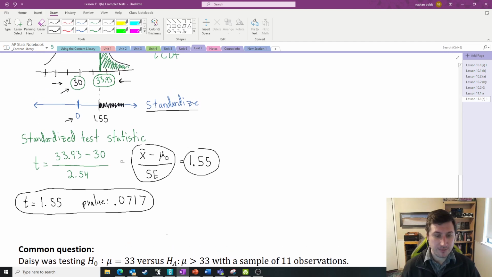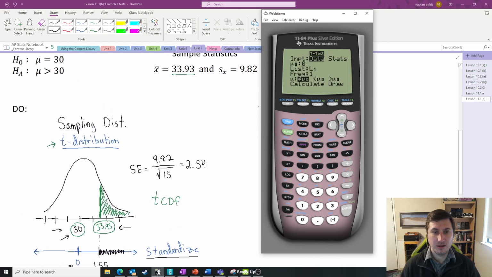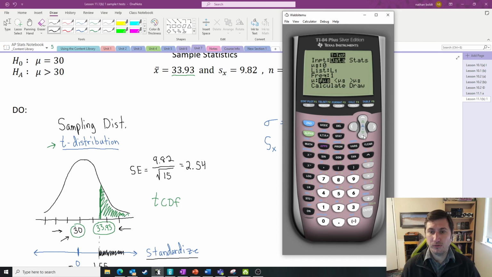And just to show you one more time, that's exactly what the calculator does for you when you let it do the whole thing. So if I go stat tests and I run a t-test off of these numbers, where are they? Right there. So, not data, I want stats. Our null was 30. Our sample average was 33.93. Our standard deviation of the sample, 9.82. And our sample size was 15. We want to know if it's bigger than the null.